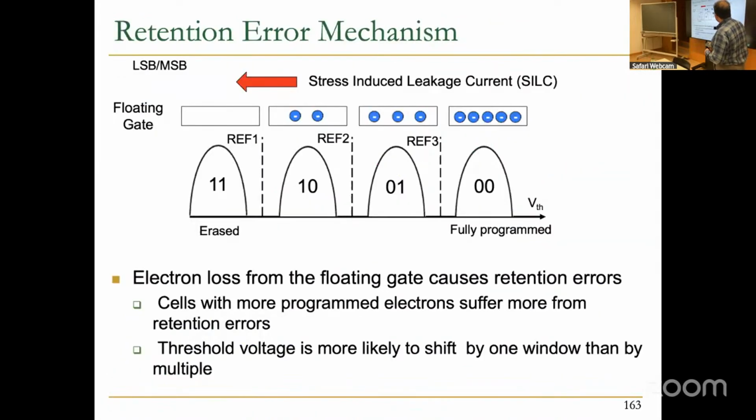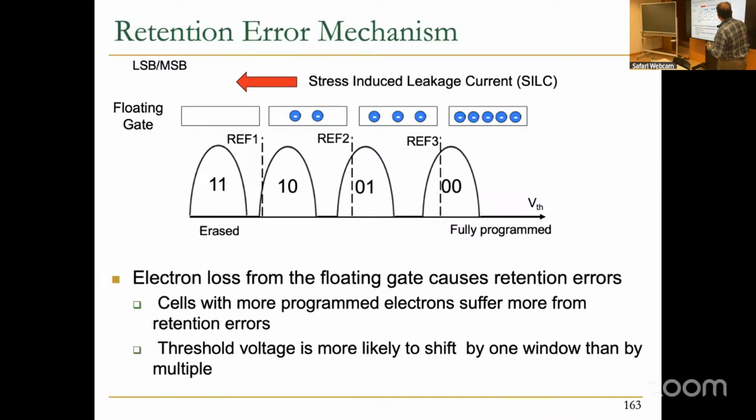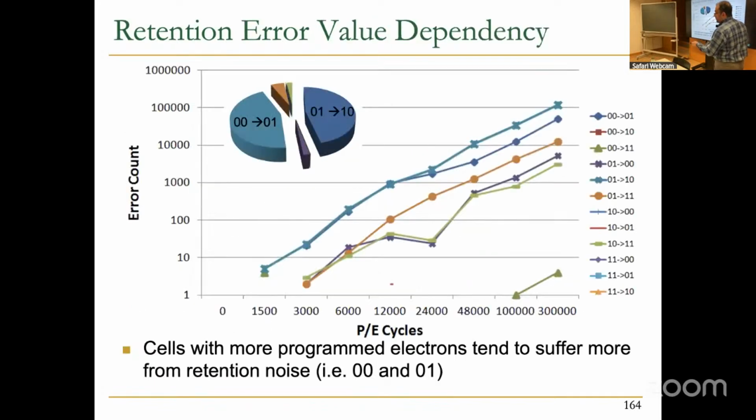So essentially, electron loss from the floating gate causes retention errors, as you can imagine. But the interesting thing is that cells that are storing more charge actually have more retention errors.